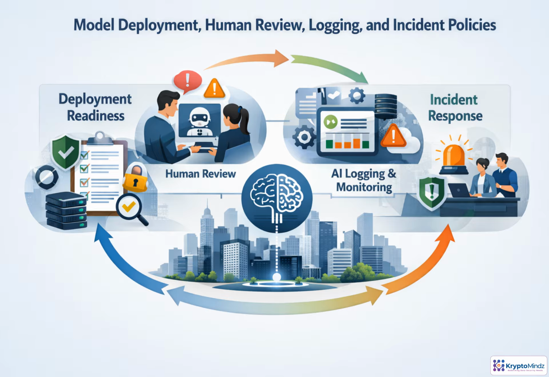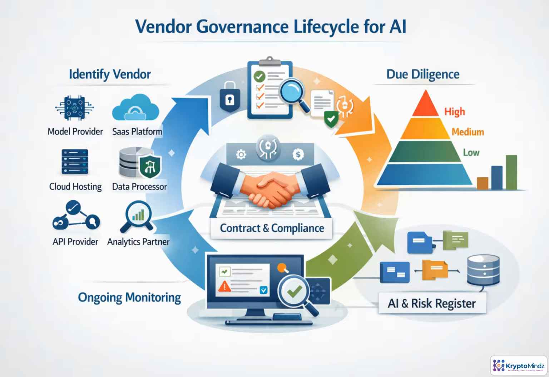AI vendor governance starts by knowing exactly what the third party provides: a model, platform, cloud service, data processing, API, or analytics capability. From there, tier the relationship by sensitivity, business criticality, and decision impact. Higher risk requires deeper diligence on security, privacy, transparency, data use, and compliance. Contracts should lock in those expectations. After launch, continue monitoring performance, incidents, and changes, and link each vendor record to the AI inventory and risk register.